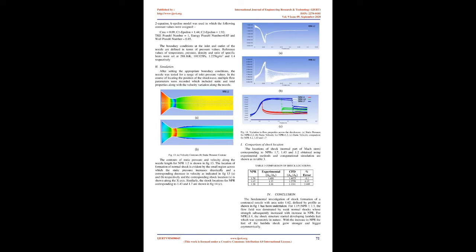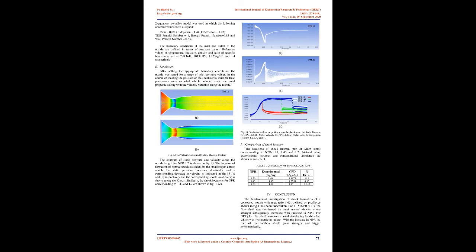To account for the prediction of shock location, the two-equation K-epsilon model was used, in which the following constant values were assigned. Cmu equals 0.09, C1 epsilon equals 1.44, C2 epsilon equals 1.92. TKE Prandtl number equals 1, energy Prandtl number equals 0.85 and wall Prandtl number equals 0.85. The boundary conditions at the inlet and outlet of the nozzle are defined in terms of pressure values. Reference values of temperature, pressure, density, and ratio of specific heats were set at 288.16 K, 101325 Pa, 1.225 kilograms per cubic meter and 1.4 respectively.